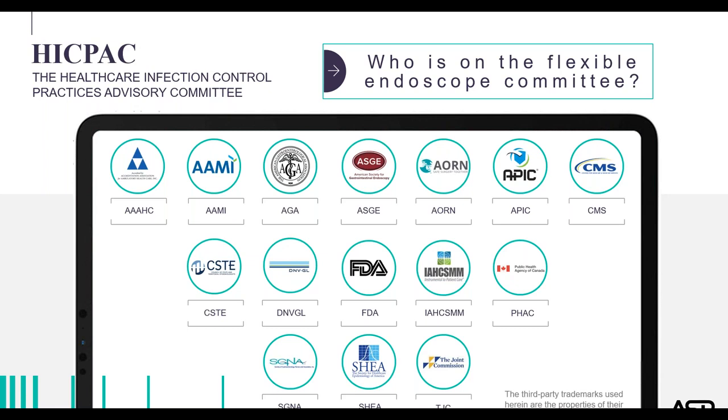And as you can see, it is well represented. You have agencies and organizations from across the healthcare continuum as members and who are involved in providing guidance and recommendations that get put forward. The committee's focus is on practice and strategies for surveillance, prevention, and the control of healthcare-associated infections, something again that we commonly refer to as HAIs, as well as antibiotic resistance and related events in the United States.